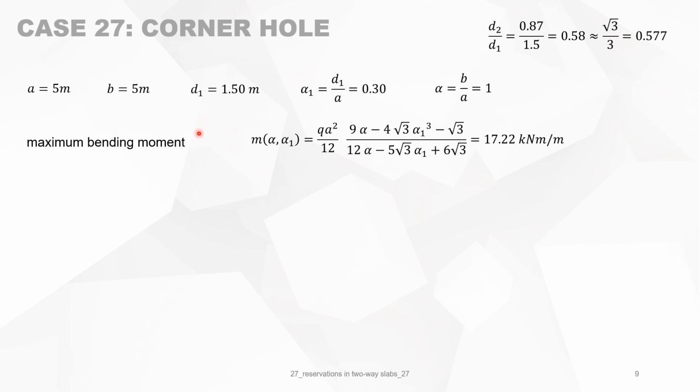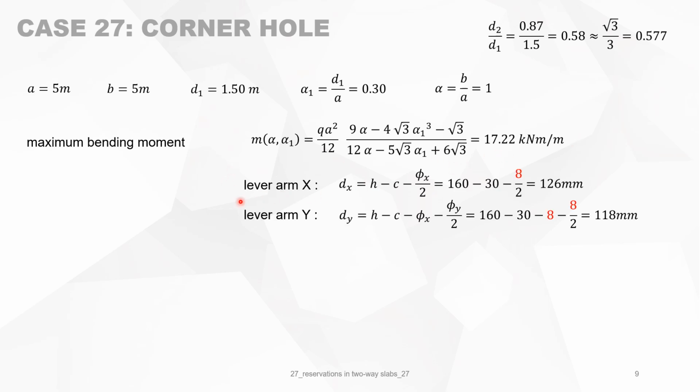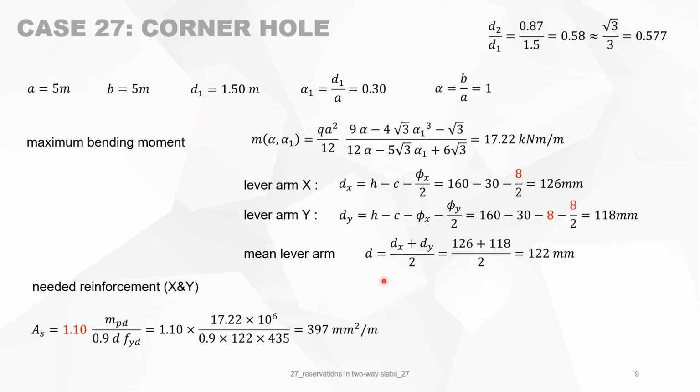We use the formula of the previous slides, and the maximum bending moment is 17.22 kilonewton meter per meter. We convert that into reinforcement, and therefore we calculate the mean lever arm, which is 122 millimeters. The needed reinforcement is then 1.1 times the maximum bending moment divided by the lever arm and the yield strength of the reinforcement. It gives us 400 square millimeter per meter, which is 8 times diameter 8, and it is in X direction, Y direction, top and bottom.